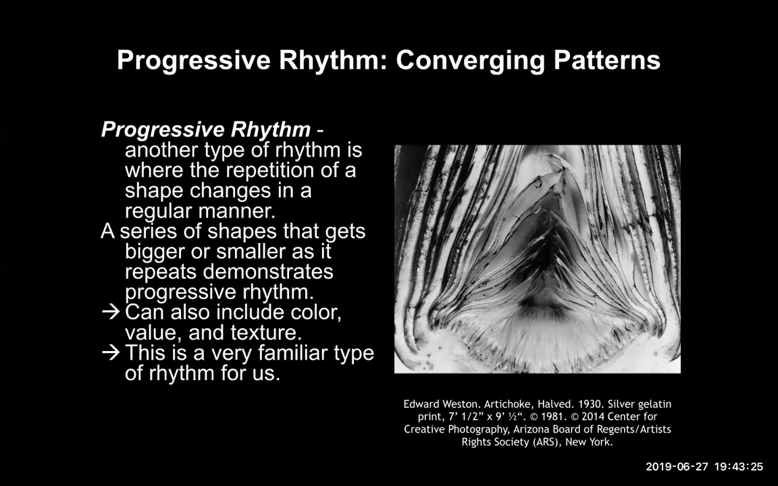Progressive rhythm is often seen in nature, and it's where the repetition of a shape changes, but in a very regular manner. So in this photograph of an artichoke that's been cut in half, you can see these shapes repeating, but changing little by little. So there's a rhythm there. A series of shapes that gets bigger or smaller as it repeats will demonstrate what we call progressive rhythm.